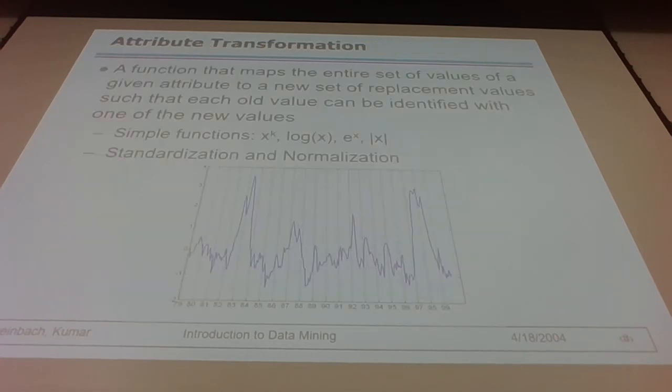Okay. Attribute transformation. Let's understand attribute transformation and what happens. We'll see some examples of transformations. So simple functions like x to the power k, log x, e to the power x, mod x. You know all these. We are not going to go through them. Then there are standardization and normalization. These are very important, and these are very basic steps that you take. But this can make the difference between accuracy being 70% and accuracy being 90%.